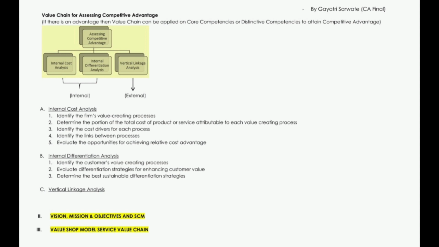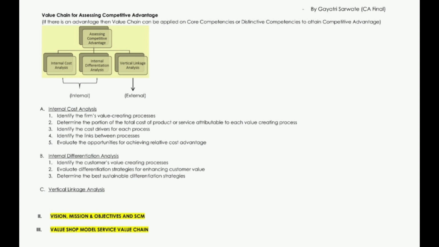The company has to identify the factors which drive costs. A change in the cost driver leads to a change in overall cost. And hence, the next step of internal cost analysis is to identify the factor or cost determinants for each value creating process. The fourth step is to identify the links between the processes.